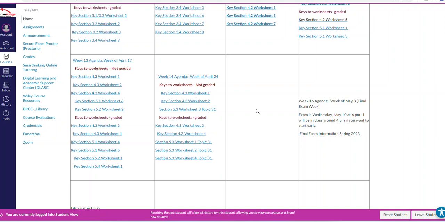All right. So bring your calculator and know how to use your calculator. Remember, you cannot use your cell phone calculator. And you cannot use a graphing calculator. BRCC says that you're only allowed to use a scientific calculator.